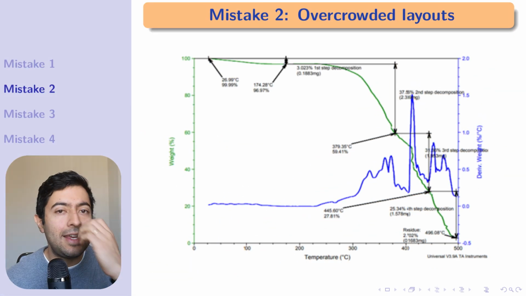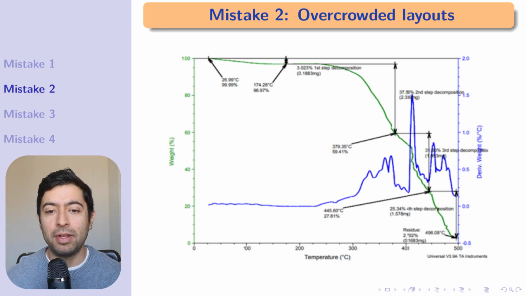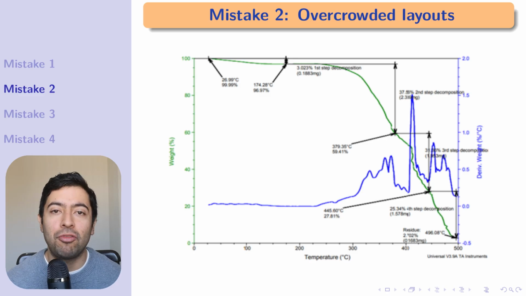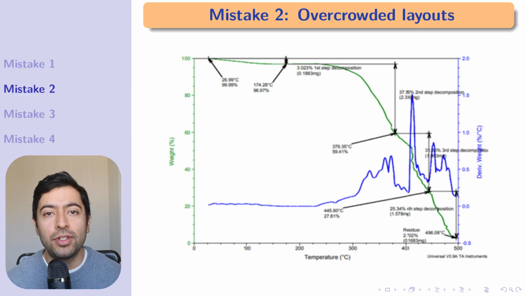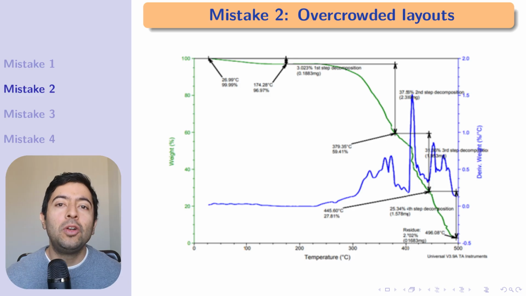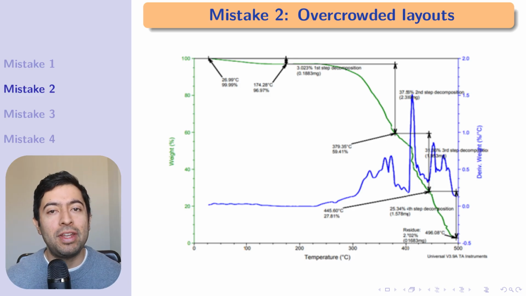And the second mistake is very typical as well. It's overcrowded layouts. Essentially, you're putting too much information on your figures. Although this might look like you have a very clear understanding of what you're presenting, ultimately what you should care about is what message you are delivering to the audience. And the message is given with one sentence, no more.